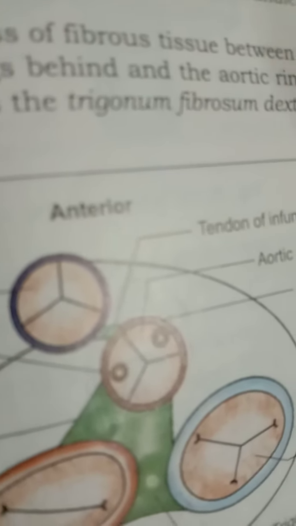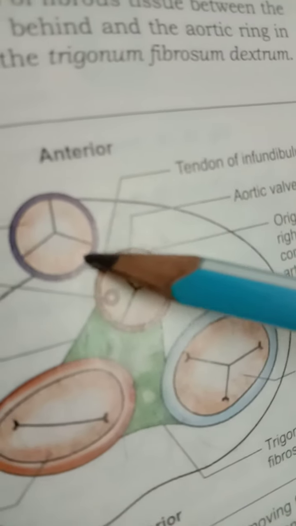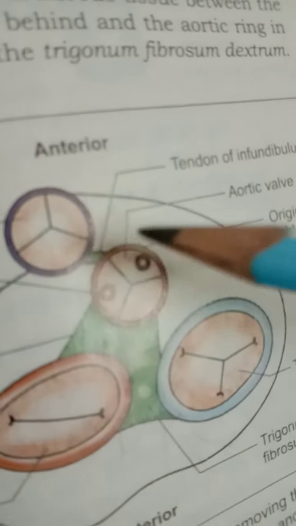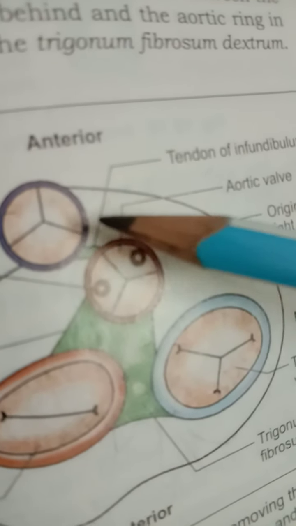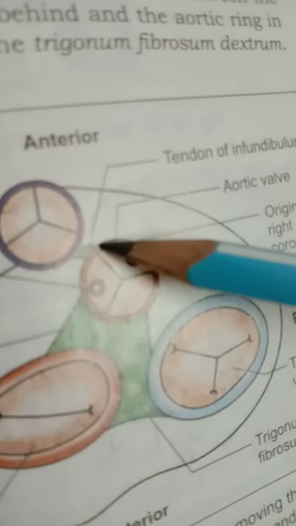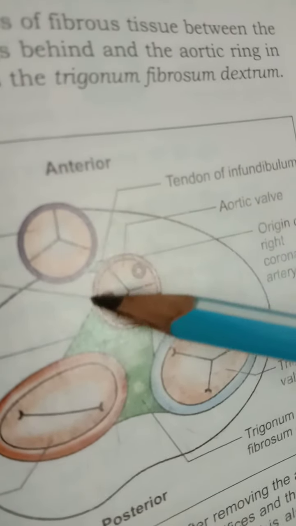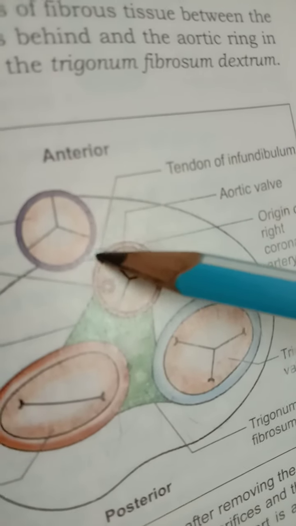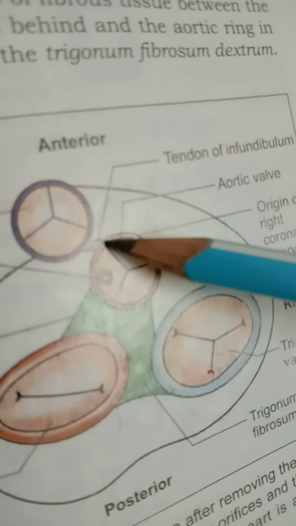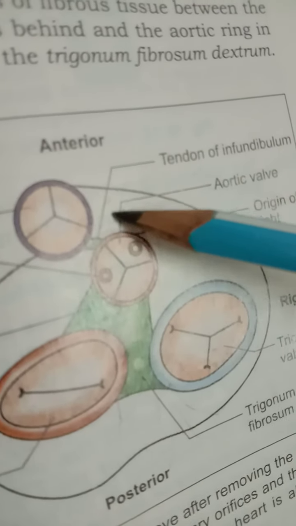Then the next is the tendon of the infundibulum. Here you can see the infundibulum. The tendon of the infundibulum binds the posterior surface of the infundibulum to the aortic ring. Here is the aortic ring, and the posterior part of the infundibulum is attached to it.